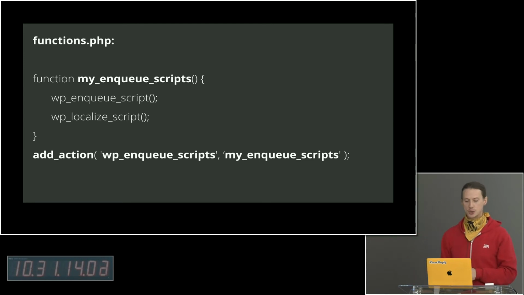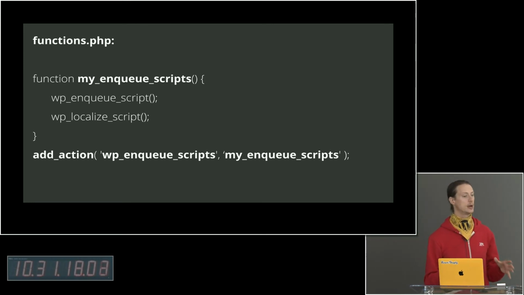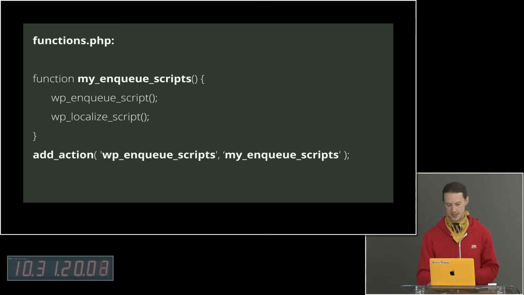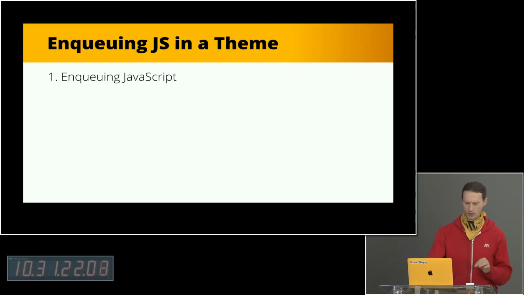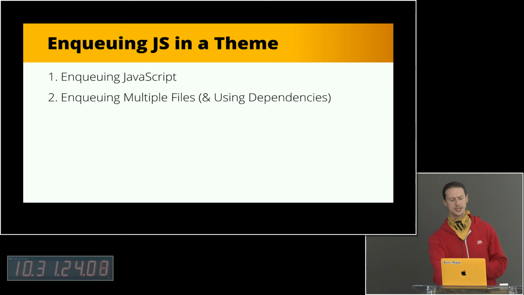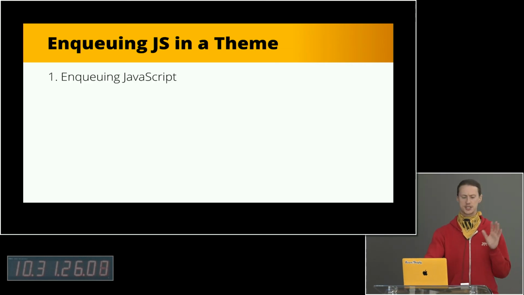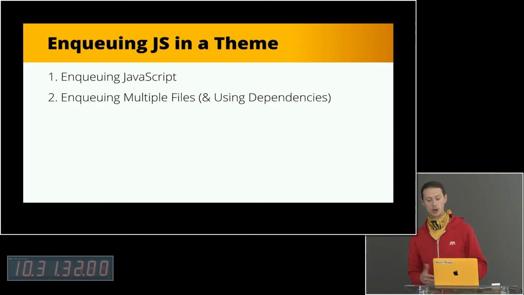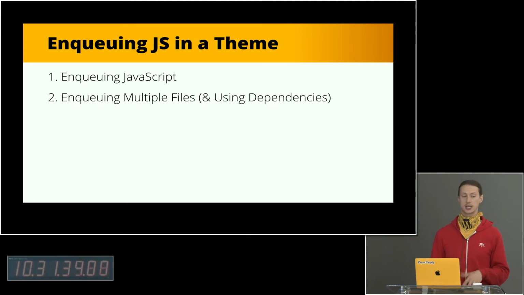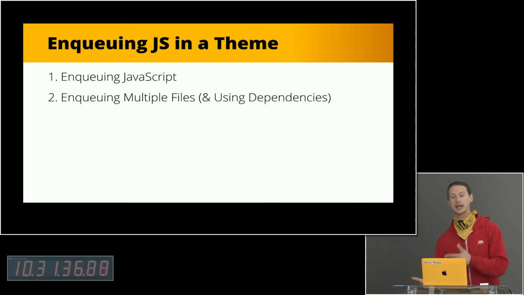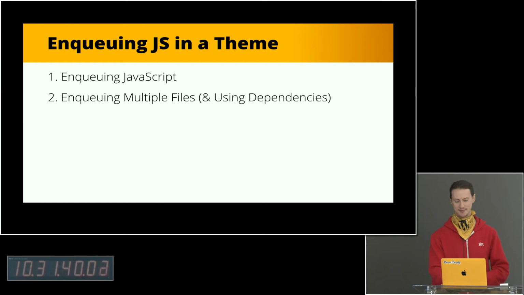So these few things together are what we're going to work on with our first few exercises and getting comfortable with this stuff. So just to kind of review, what we're going to do here is focus first on just enqueuing regular JavaScript. That first step of just getting a file to load on the page. Then we're going to look at how to do multiple files, like I said, the helper and the theme, and how to make one dependent on another, and what happens when you switch that dependency.